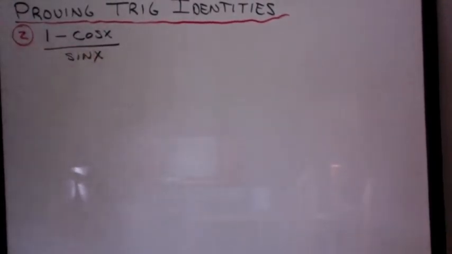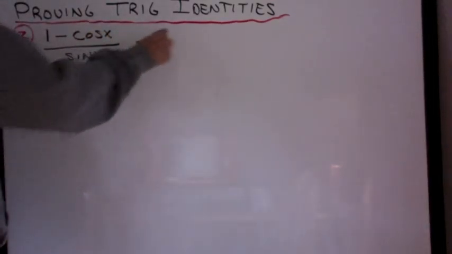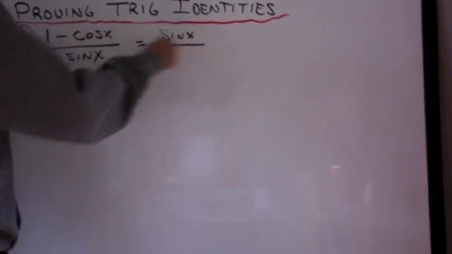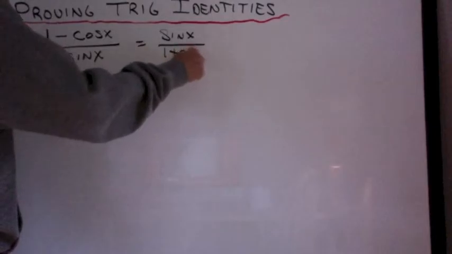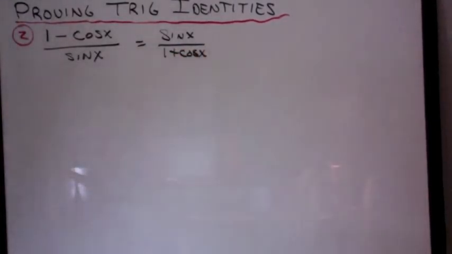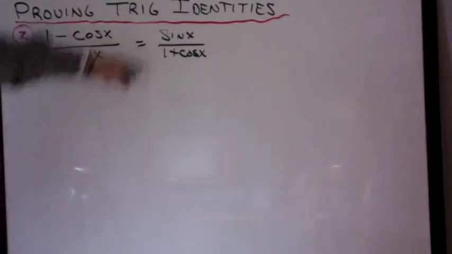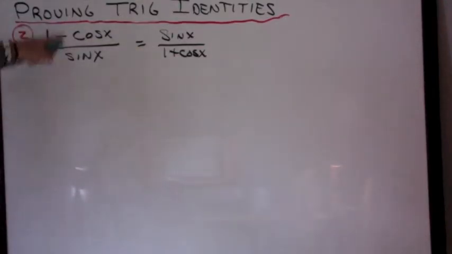Okay, so we have (1 minus cos x) over sine x, and we have sine x over (1 plus cos x). Now do not fall into the trap and look at this and say, oh, that's sine x or something like that. No. We don't know what 1 minus cos x is. 1 minus cos x is not the same as 1 plus cos x. If it was 1 minus cos squared, then I could change that and call it sine squared, but it's not.